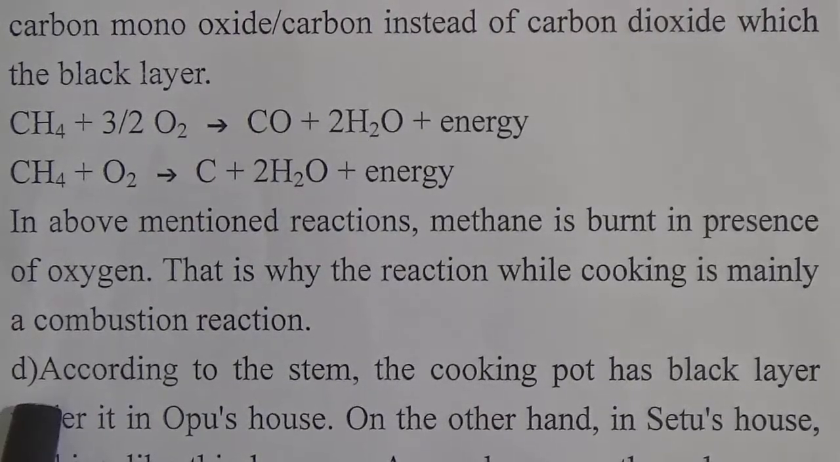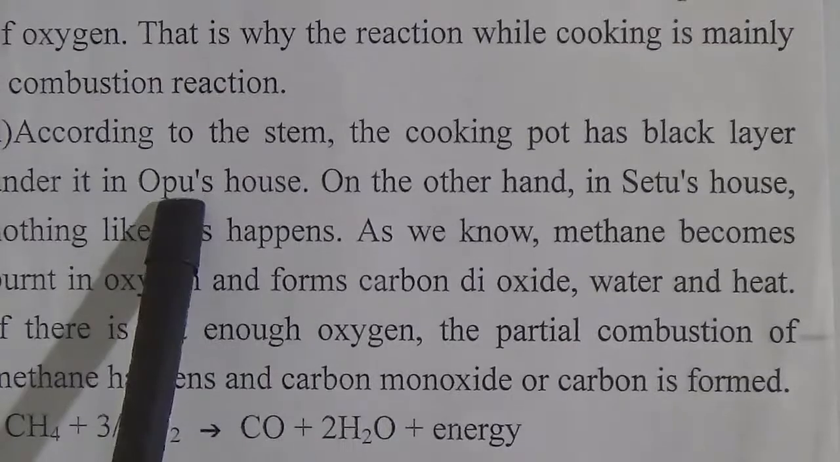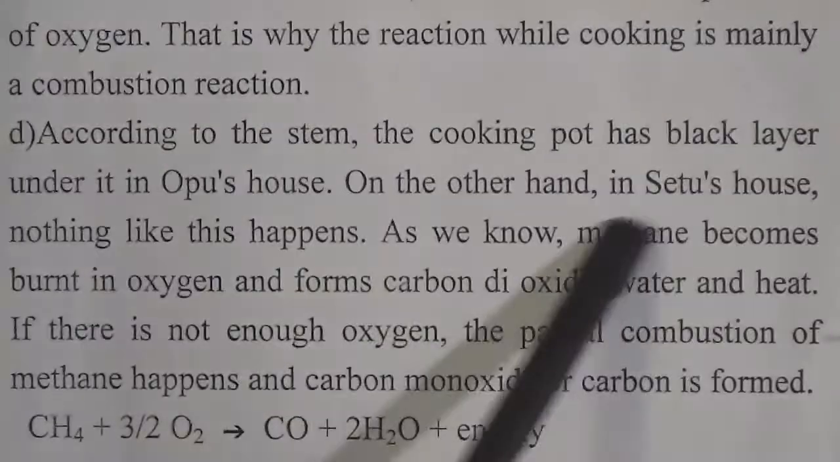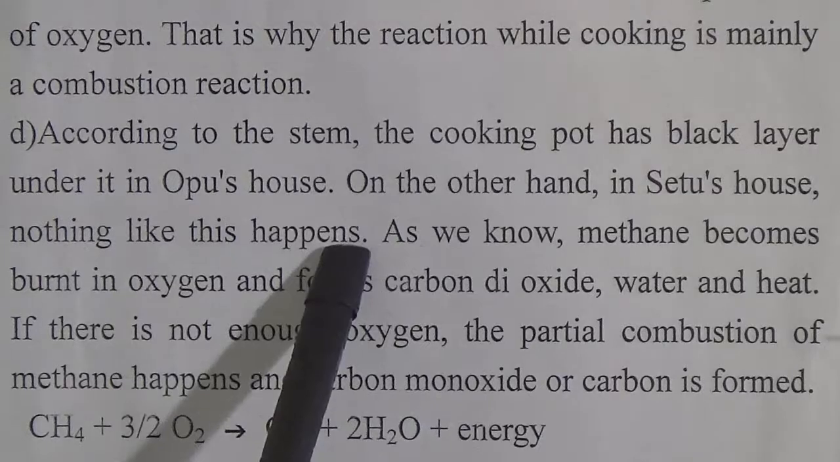The next question was that we have to give our opinion on in which house the gas is being wasted during cooking, and we have to give the reason. According to the question, the cooking pot has a black layer under it in Opu's house. On the other hand, in Shetu's house nothing like this happens.